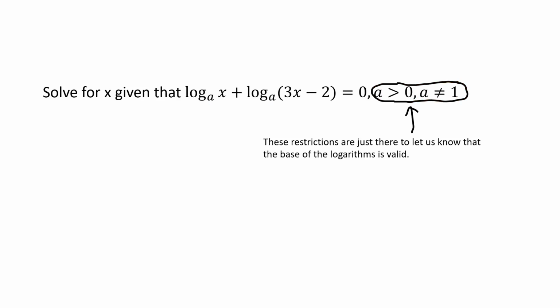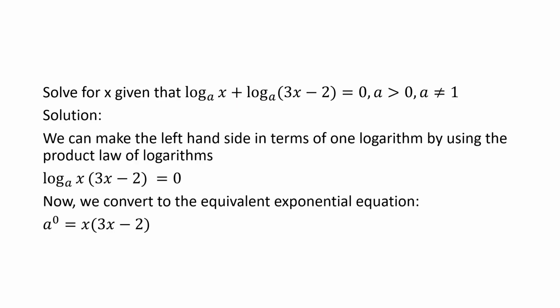So what we can do now is use our product law of logarithms, which states that if you're adding two logarithms with the same base, you can just multiply the arguments and make it one big logarithm. So log base a of x plus log base a of 3x minus 2 is really just log base a of x times 3x minus 2, and that's equal to 0.